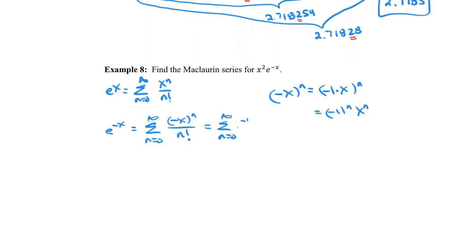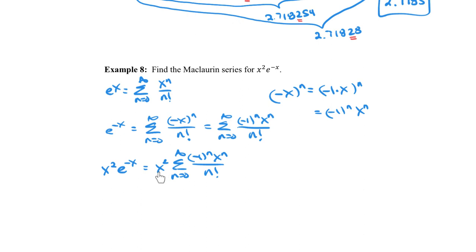And it makes it really easy to see then that this is an alternating series. Okay, so e to the x, we came up with this from scratch, but once we have it, it's easy to find e to the negative x. And then if we want x squared e to the negative x, that's also easy. I'm just going to multiply this thing by x squared. So then x squared e to the negative x is just going to be x squared times the summation that we had here, negative 1 to the n, x to the n, over n factorial.